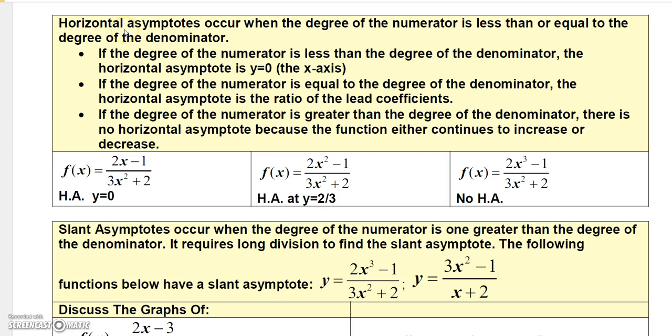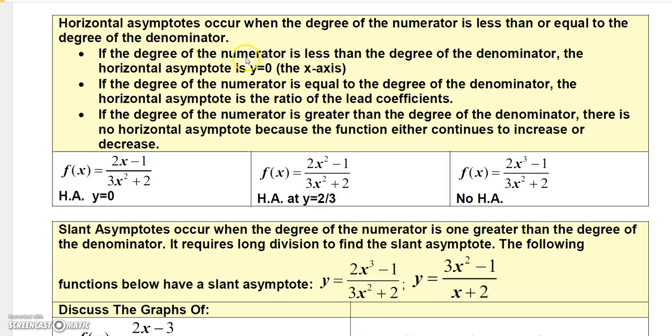You can actually use a little trick to identify horizontal asymptotes. And horizontal asymptotes occur when the degree of the numerator is less than or equal to the degree of the denominator. Now, notice I said less than or equal to. So let's talk about the less than case.